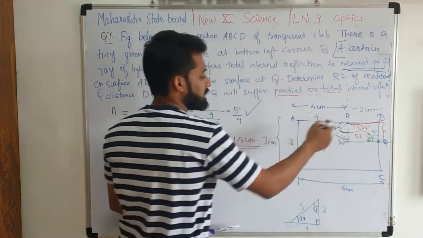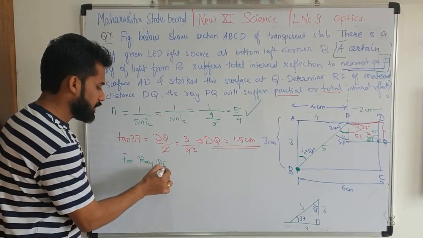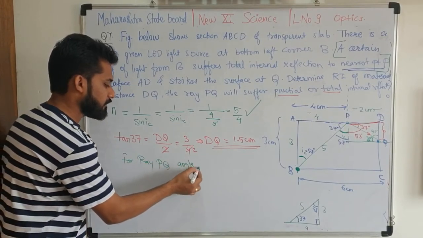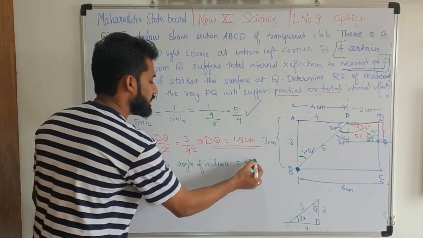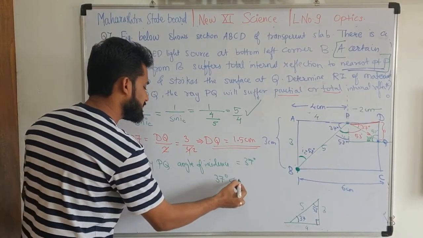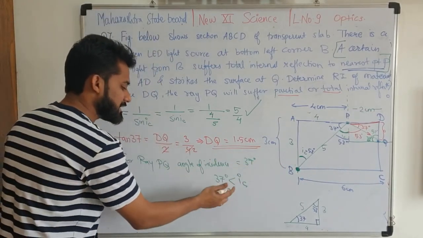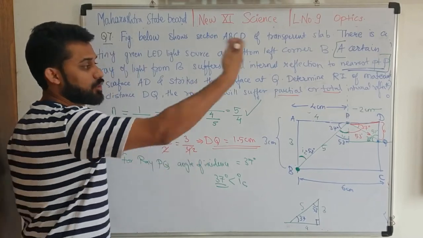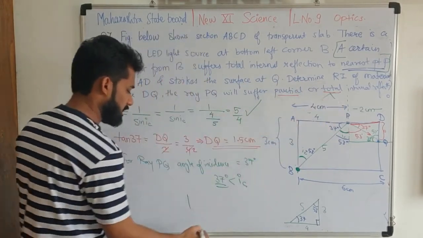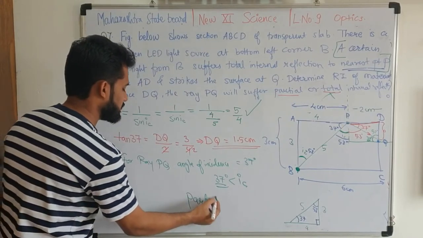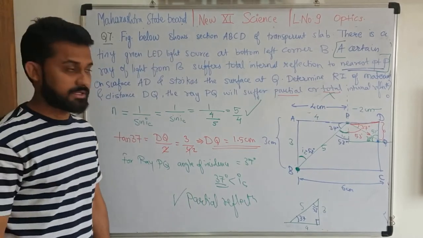And clearly, the angle of incidence for ray PQ is 37 degrees, and 37 degrees is less than the critical angle, because the critical angle is 53. So the angle of incidence is less than the critical angle, then the ray will go into the second medium. That means the reflection won't be total internal, it will be partial reflection. So these are the answers for question number 7.